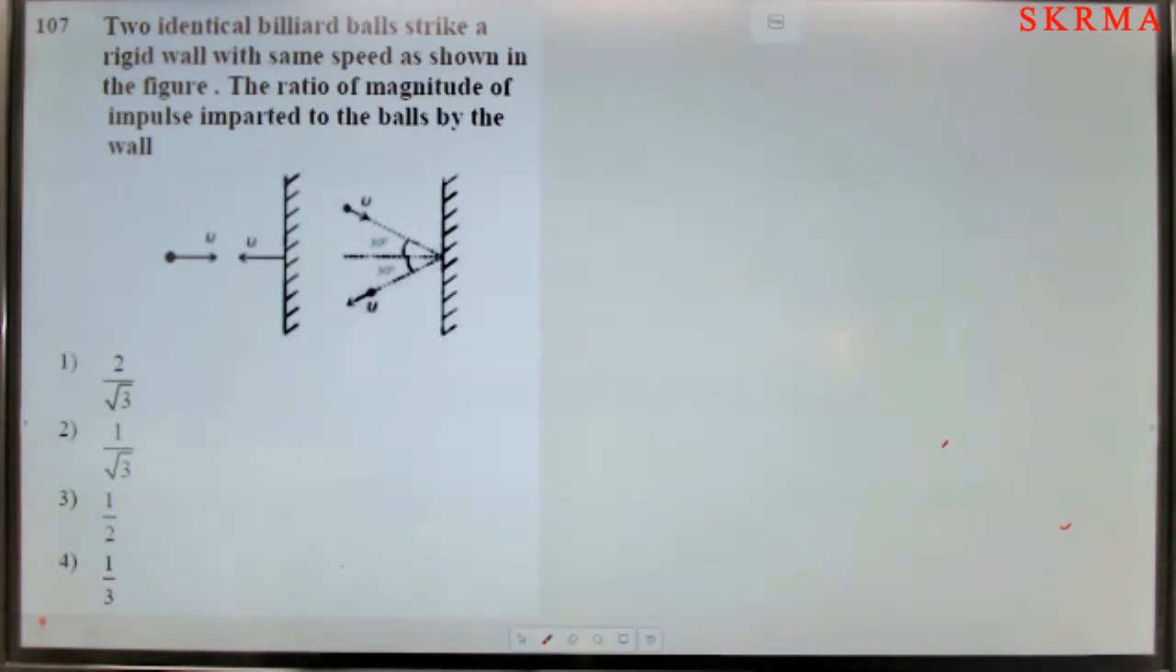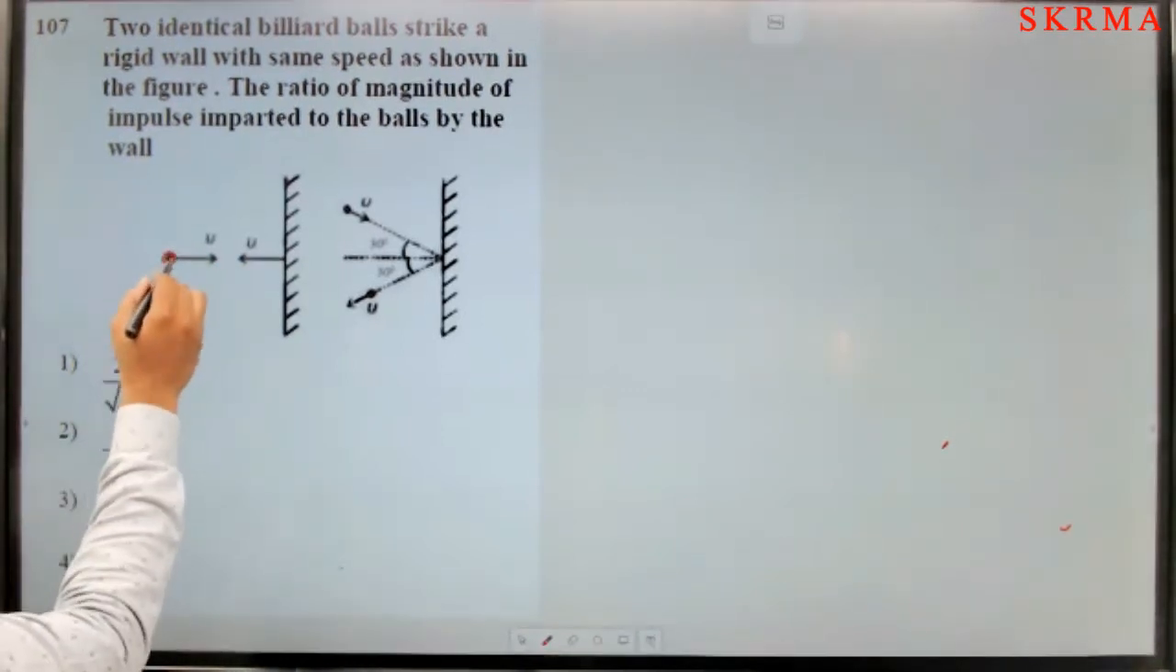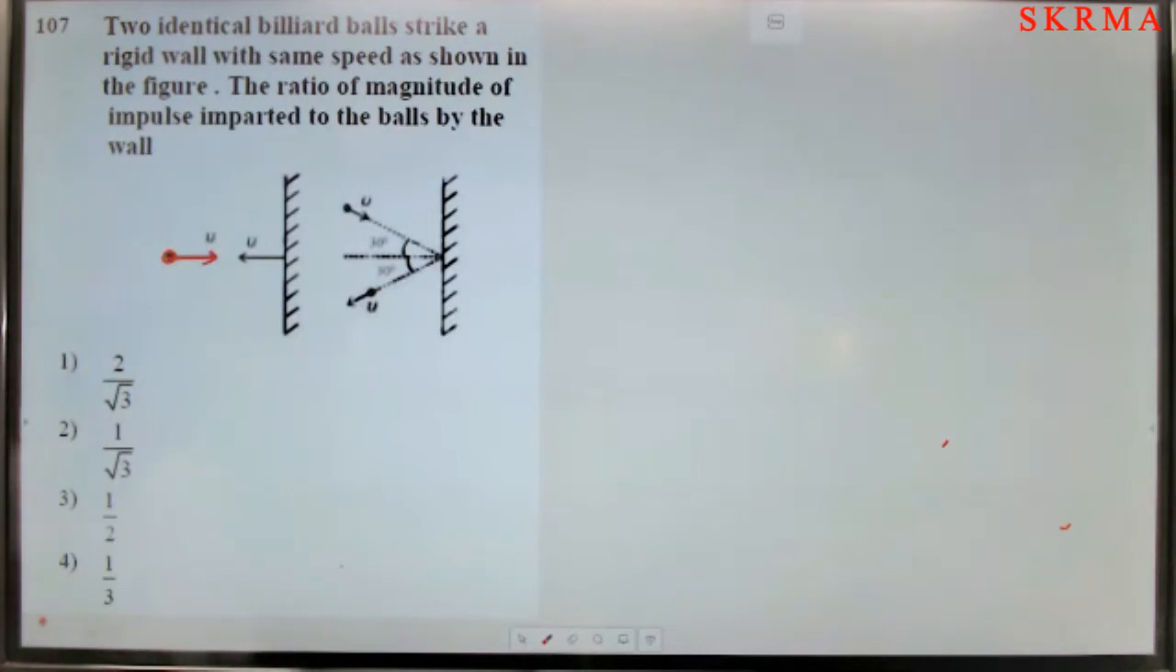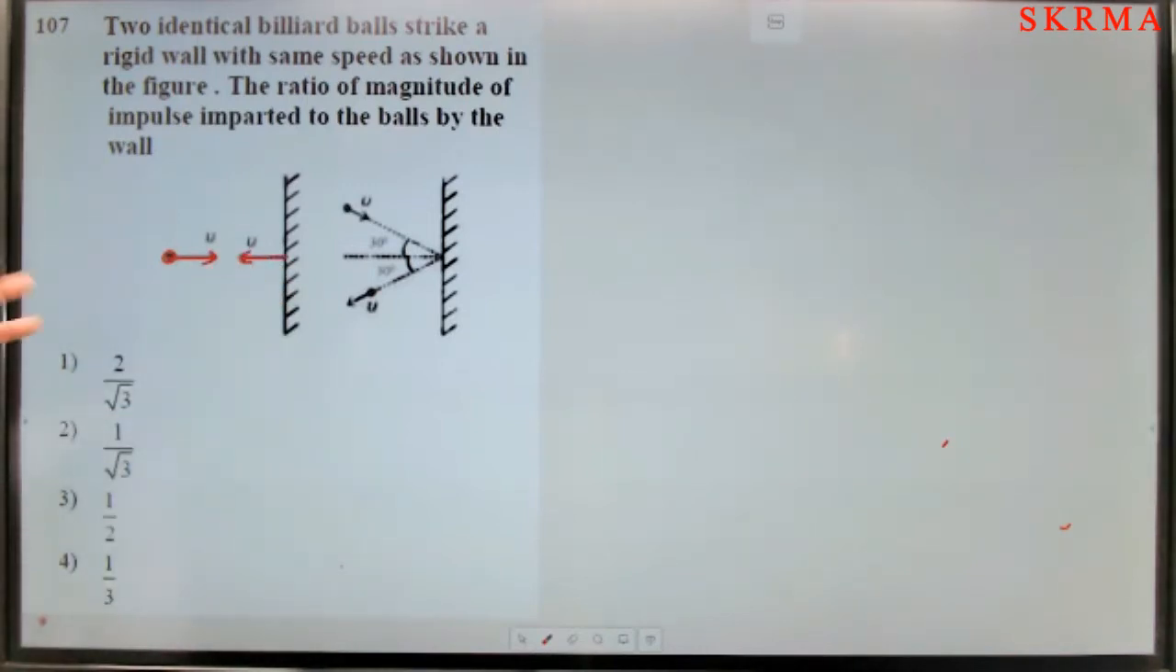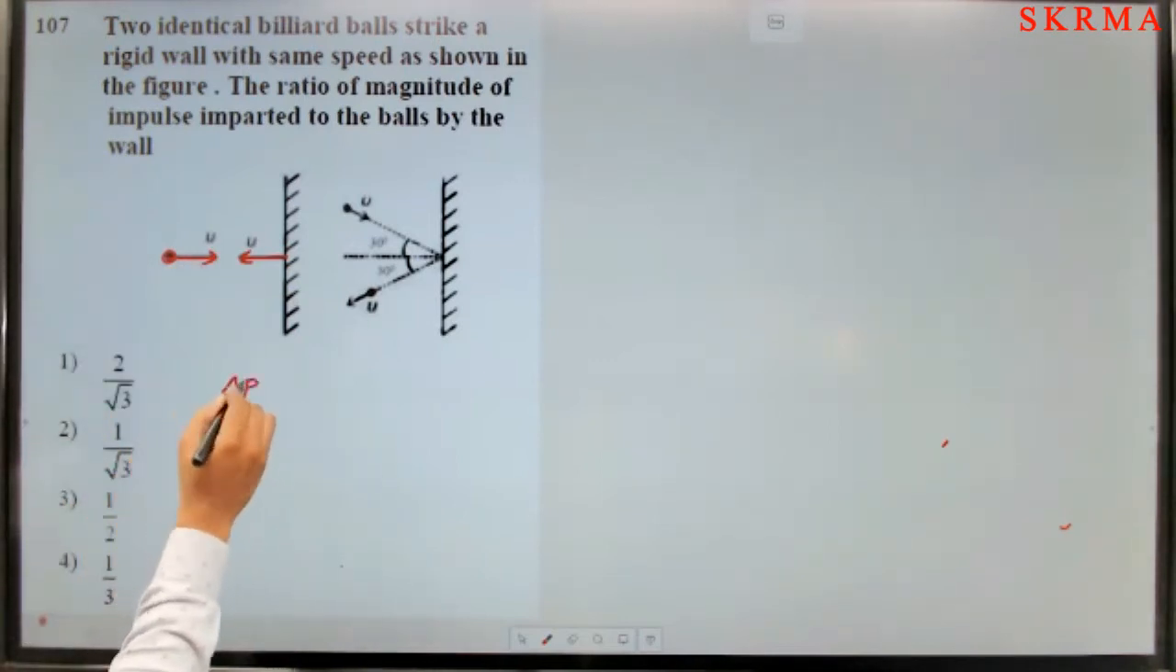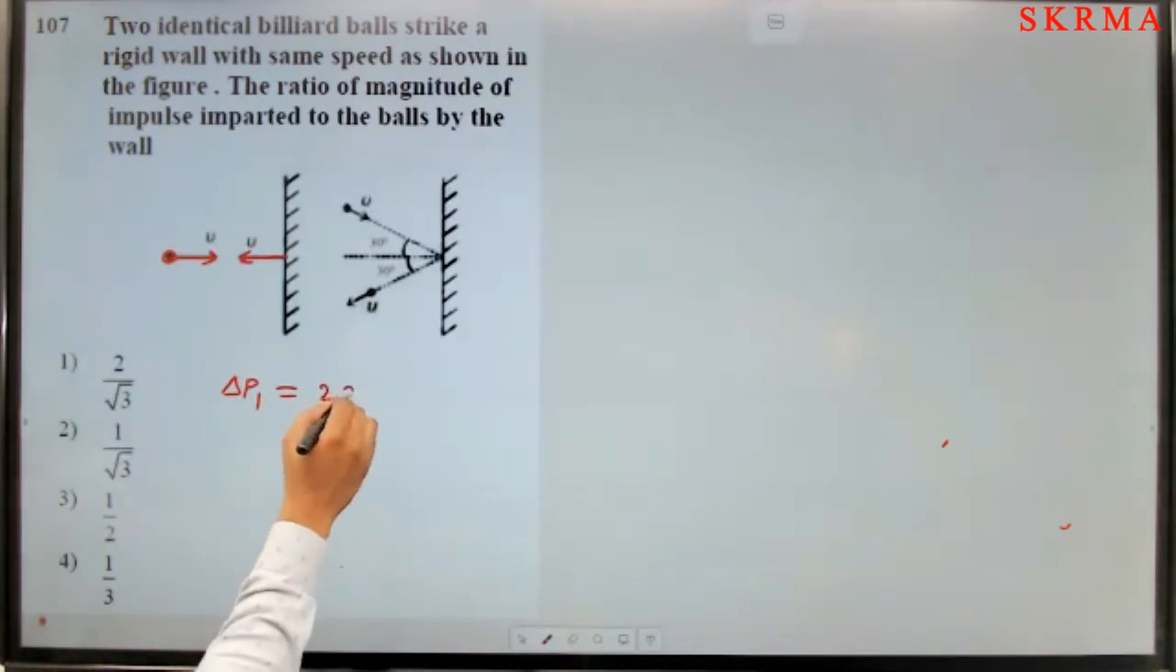Next. So go through the following figure. Two identical balls strike a rigid wall with the same speed as shown in the figure. Now one ball is moving exactly perpendicular to the wall, and after collision it is also moving perpendicular to the wall but in the opposite direction. Now for this one, the change in momentum delta P in the first case is 2mu.